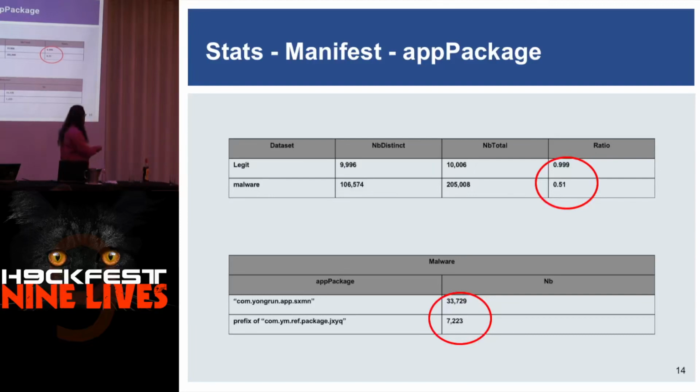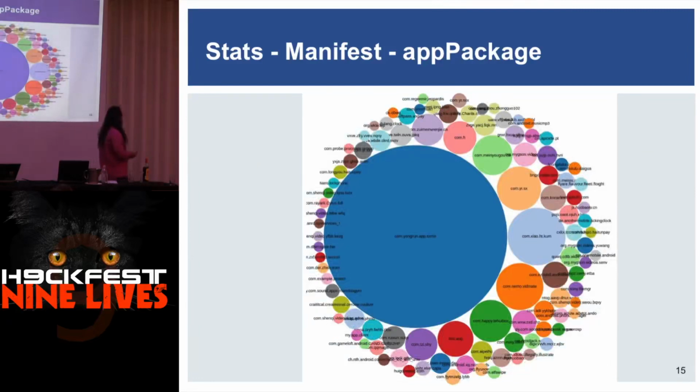Actually, in our malware data set, we got one package name that comes back 34,000 times. So it's a lot of reuse for the same package name. We also have one prefix that comes 7,000 times in our malware. So they're all different, but they always have the same prefix. And this is sort of interesting when you dig into that sort of data. So we can get this beautiful chart. The big blue bubble is all the applications that have the package name com.youngrun and so on, which happened 33,000 times.